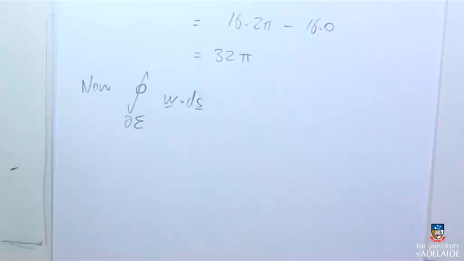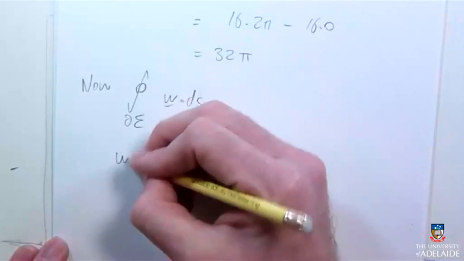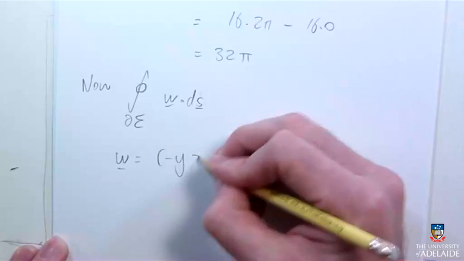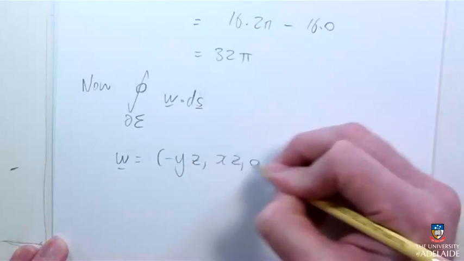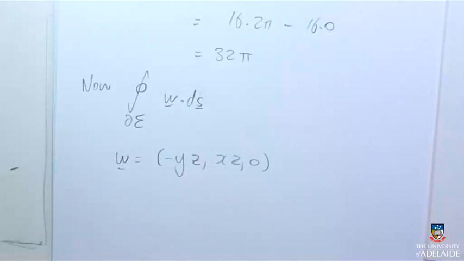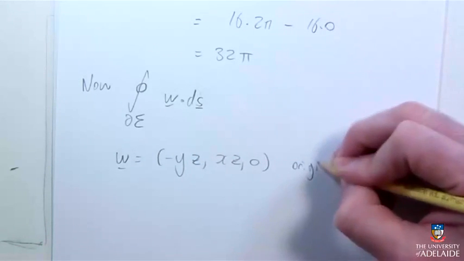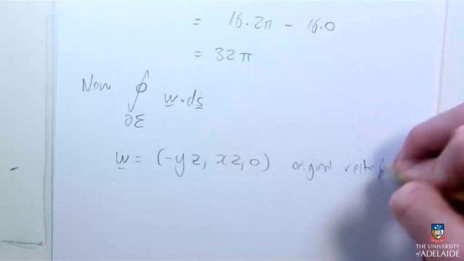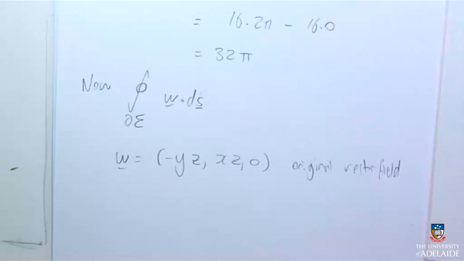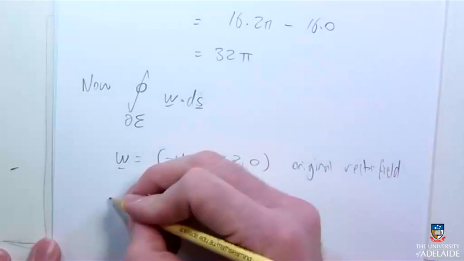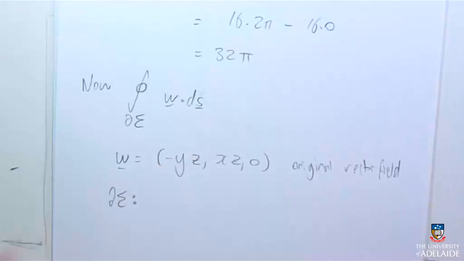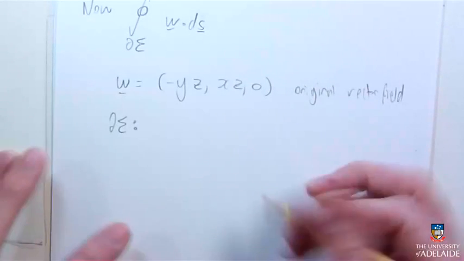Okay, so in the other one, I had to figure out the thing that I was integrating. Well, I know what that is, just to remind myself. This is the original function. The original vector field. Okay? I want the boundary of this surface. So let's just redraw the surface so we can see where it was.